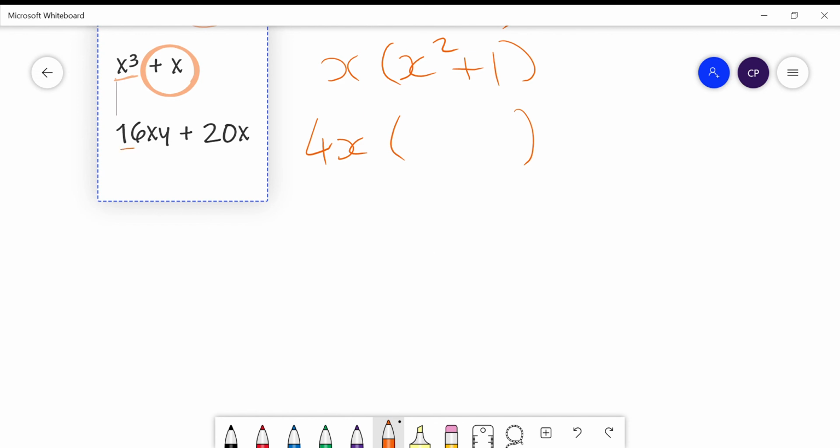4x times what will get me 16xy? Well, 4 times 4 gets the 16. I've got the x, so I just need the y. 4x times what would get me a plus 20x? Well, I need 5 lots of 4x to get that. Now, if I look inside, 4y plus 5, there's no other number than 1 that could be taken out, so I've fully factorised that. Hopefully that helps you with the worksheet.